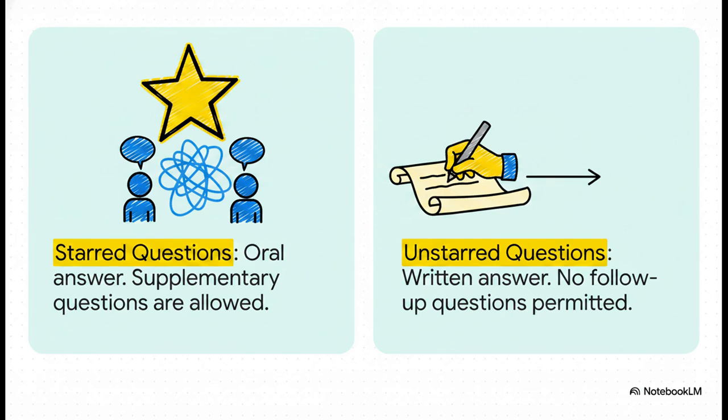Look at the contrast here. If an MP really wants to grill a minister live on the floor, they submit a starred question, literally marked with a little asterisk. That guarantees an oral answer and lets the MP fire off supplementary follow-up questions right on the spot. On the flip side, unstarred questions just get a formal written memo in reply with 0 follow-ups allowed. It's the structural difference between dynamic live debate and a quiet paper trail.